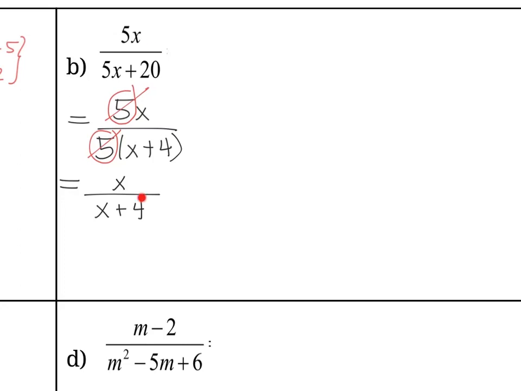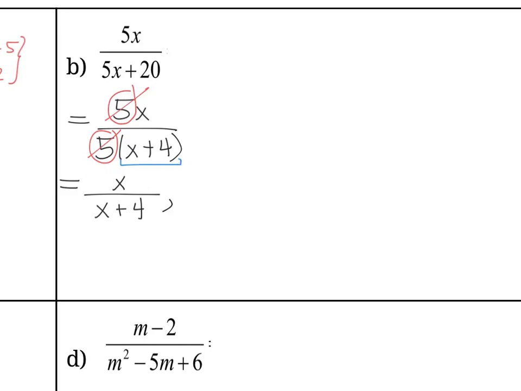So these two expressions are equivalent, except we're missing the restrictions. So I'm going to take a look here. Here it's harder to see where the restrictions are. It's harder to guess the value of x so that this denominator is equal to 0. It's easier to guess it once we've factored. So if I take a look at this part here, I can see if x is equal to -4, then the entire denominator will equal 0.